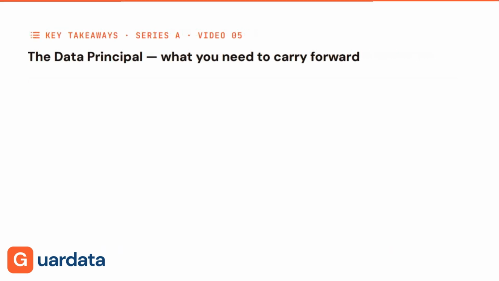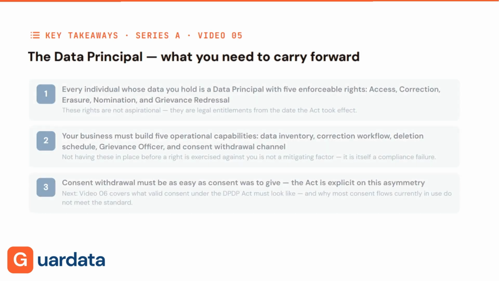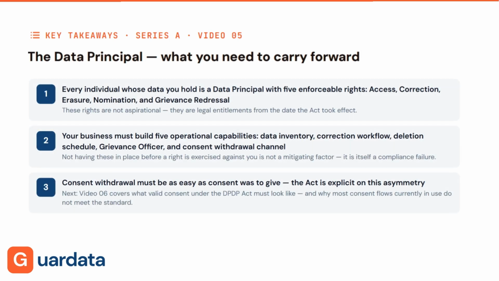3 things to carry forward. 1. Every individual whose data you hold has 5 rights: access, correction, erasure, nomination, and grievance redressal. All enforceable now. 2. Your business must build 5 operational capabilities before a right is exercised. Not having them in place is itself a compliance failure. 3. Consent withdrawal must be as easy as consent was to give. The Act is explicit on this.